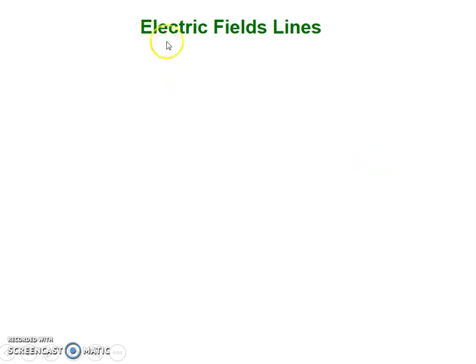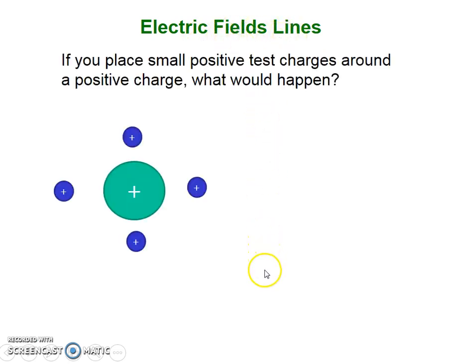We're going to talk today about electric field lines, okay? Let me just give you a quick scenario. Let's say I have a positive charge here, and I place small blue positive charges around it. What do you think will happen? You're right. Boom, I will see repulsion, right? Because in our previous videos, we learned that like charges will repel, correct? So you see repulsion here.